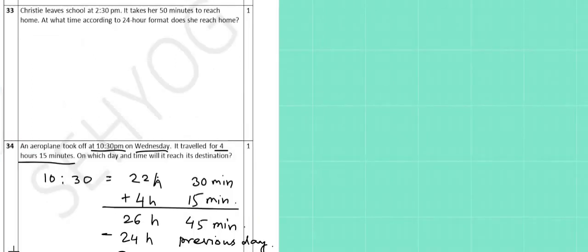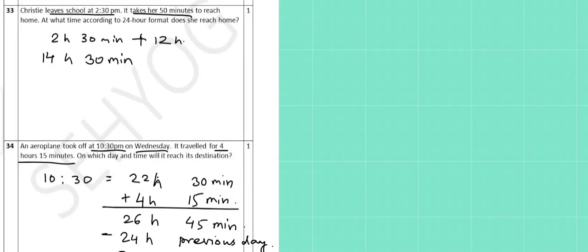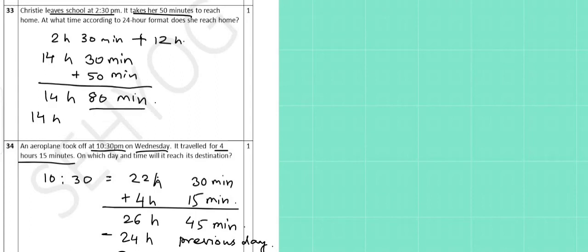Now in question number 33, Christy leaves school at 2:30 p.m. and it takes her 50 minutes to reach. So first we are converting 2 hours 30 minutes to 24-hour format. So that is 14 hours 30 minutes and adding 50 minutes with it, we are getting 14 hours and 80 minutes and 80 minutes can again be written as 1 hour and 20 minutes. So we reach 15 hours and 20 minutes. So this is the 24-hour format.